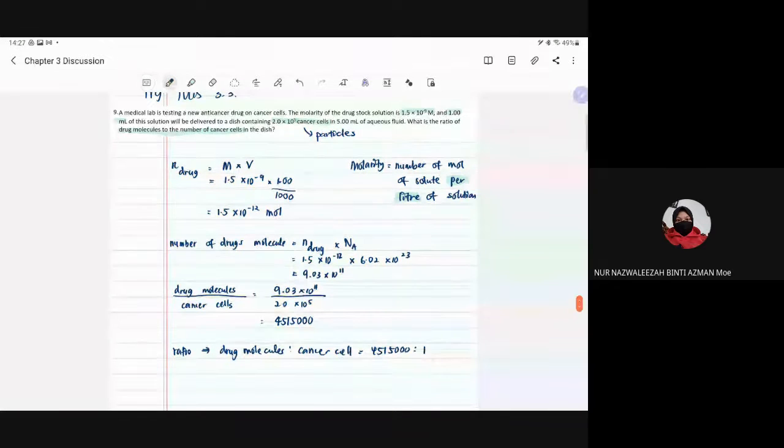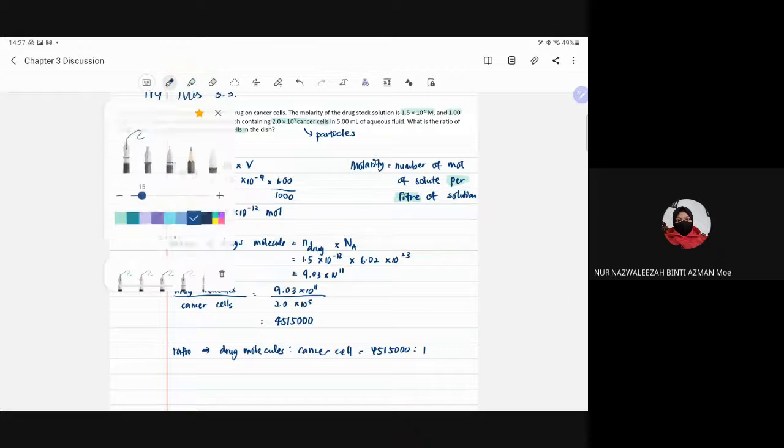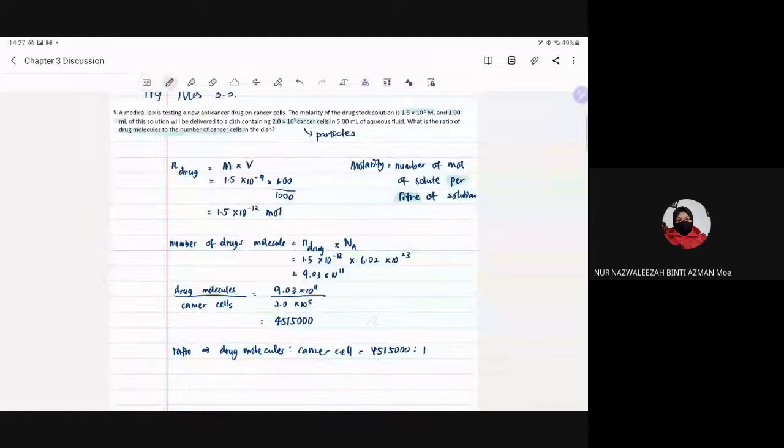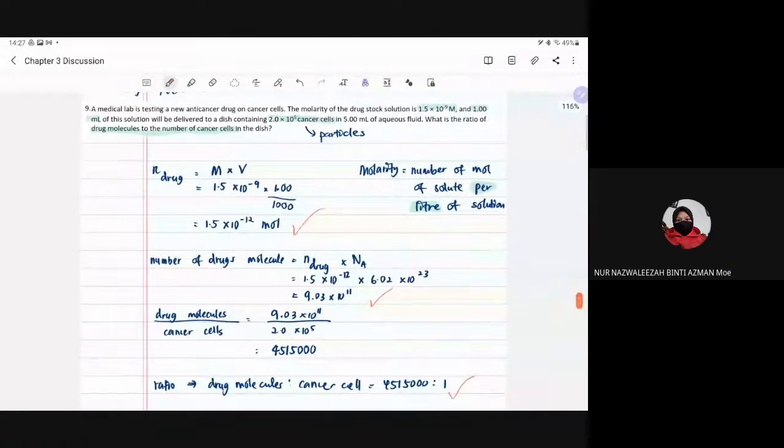But, soalan dia minta ratio saja. Ratio dengan number of mole lah. So, this would be it lah. Dekat sini. Kemudian dekat sini. Dekat sini. Dekat sini. Ya. Itu je. Okay. Ada soalan? Does anyone have any question?